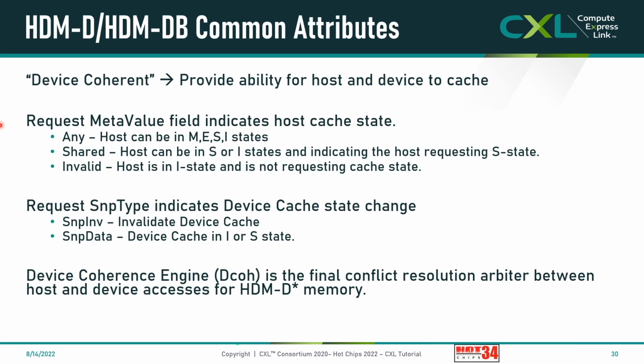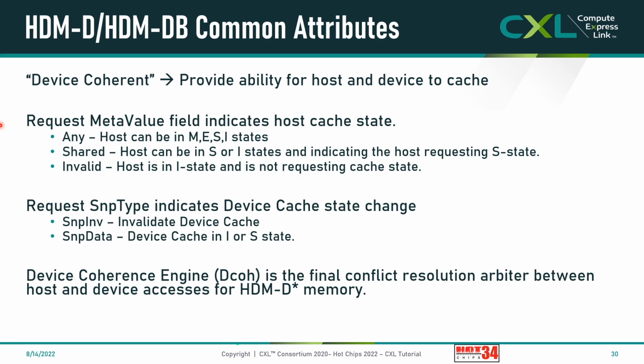Okay, now switching to the HDMD, HDMDB memory types. Initially, we'll go through a few of the common attributes of these two memory types. In both cases, the D represents device coherence, meaning this memory has the ability to be cached either in the host or in the device.